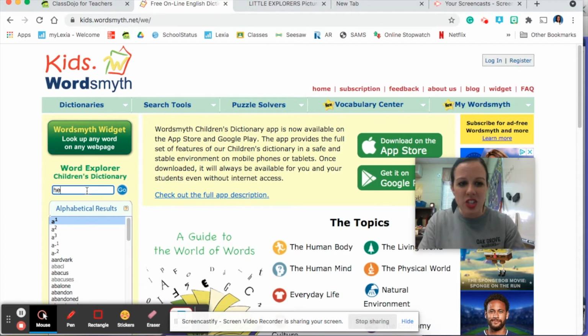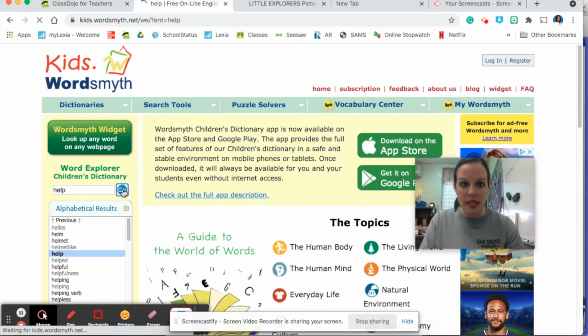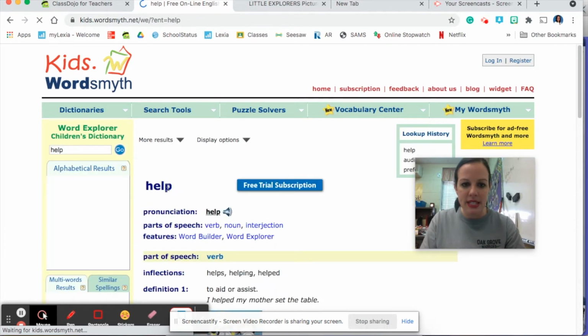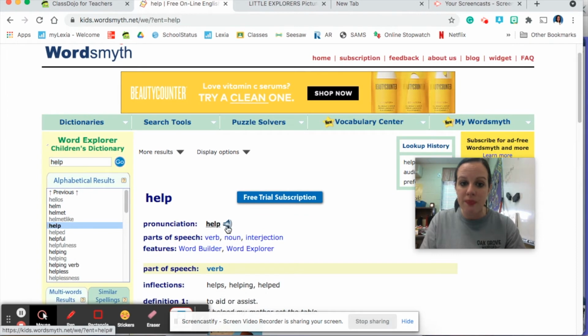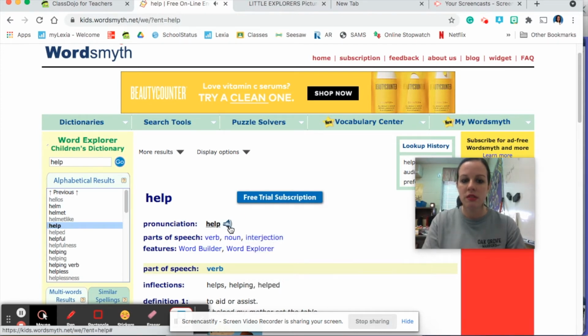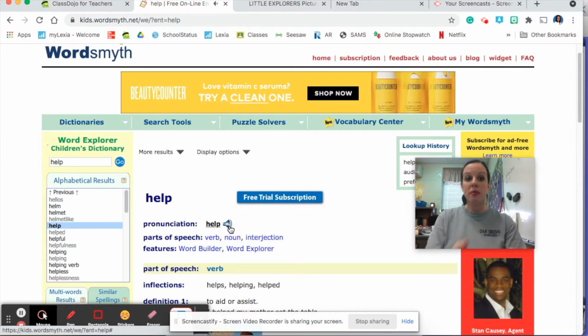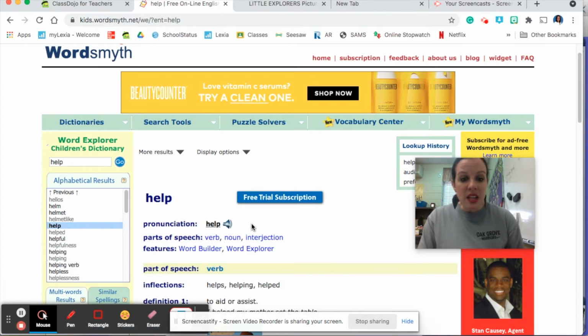Okay, so let's try the word help. Now, likely we know what the word help means already, but when I type it in, here it is, help, and it is even going to read this word for me. So I can click on that, and there it was. Help. See how it read it to me? Now, I already knew how to read that word, but if I put a big one in there, like the word aardvark, I could click on that little speaker, and it's going to let me know how to say it.